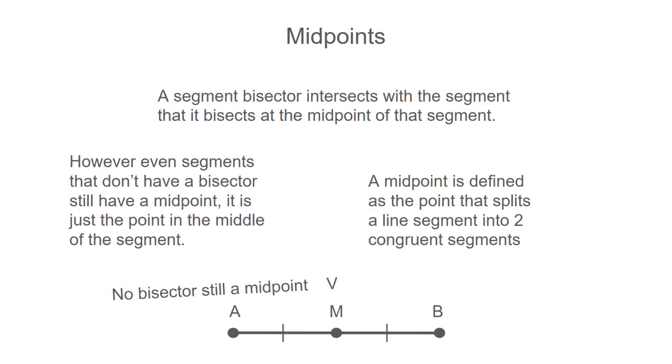Now that we understand bisectors, there are a few more things to discuss before we do a practice problem, starting with midpoints, which is the point precisely in the middle of a line segment. The midpoint of a segment also happens to be the point a bisector will intersect with a segment. However, even line segments that don't have a bisector will have a midpoint.